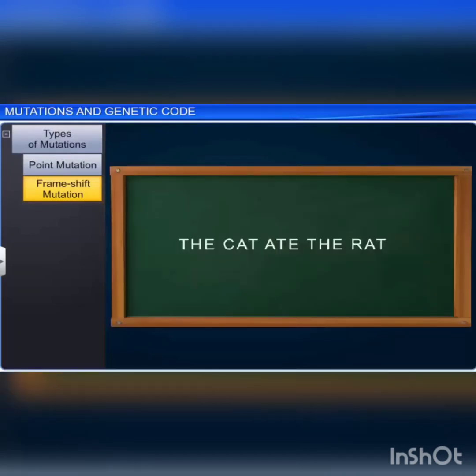For instance, in our example, if we insert two letters R and K, it will change the reading frame, and hence the altered statement will read, "The cat ate her at." Whereas, if we delete the two letters, that is one C and one A, from the original statement, the altered statement will read, "The tat ate RrYy."